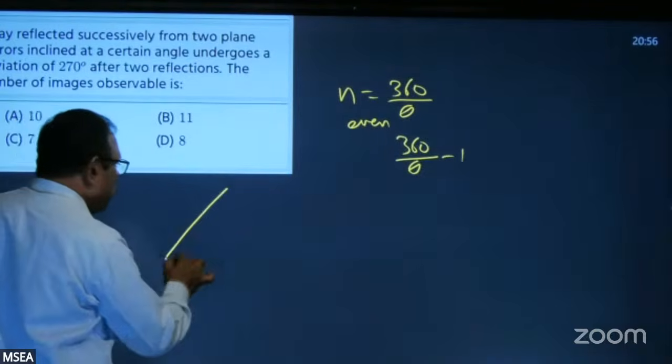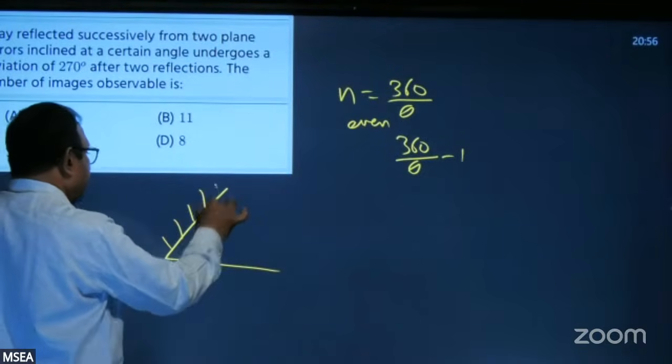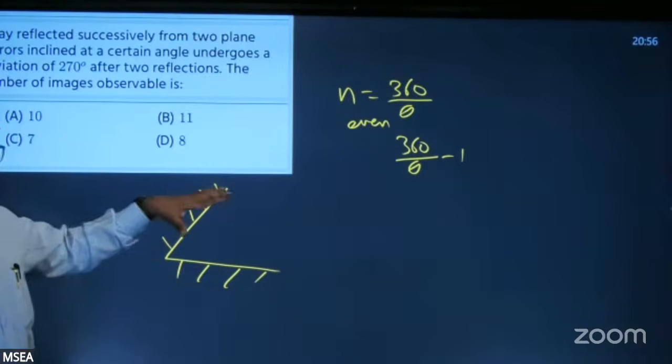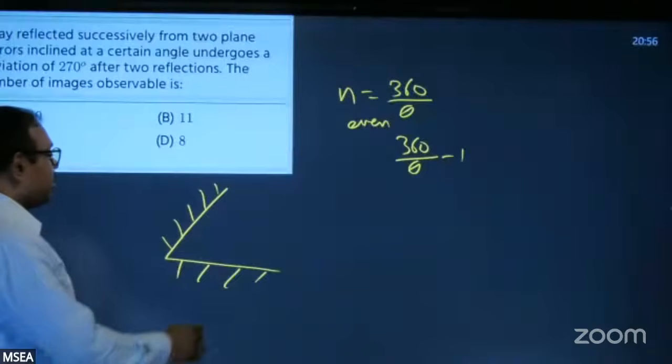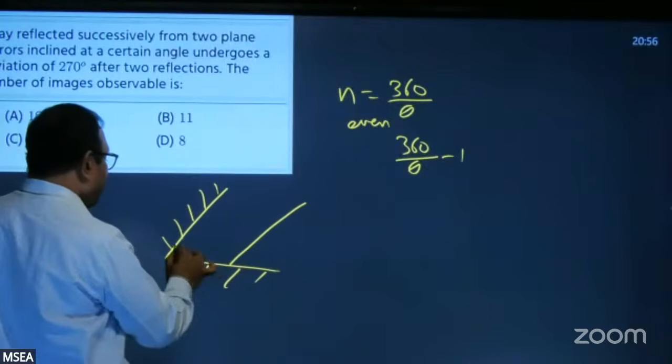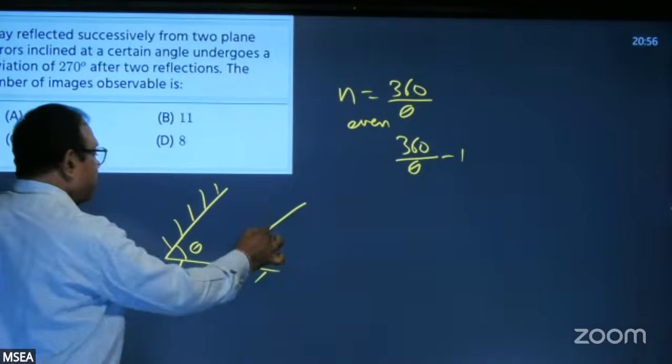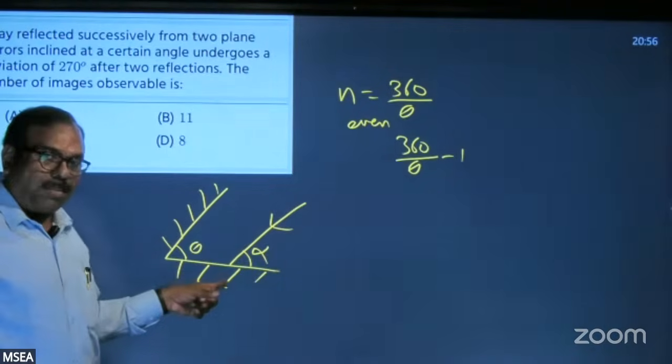And one more important point you have to remember about two plane mirrors. Before we discuss this question, let us take what things are required for this. Suppose the two plane mirrors are at an angle theta, and a light ray falls on one mirror making an angle alpha.